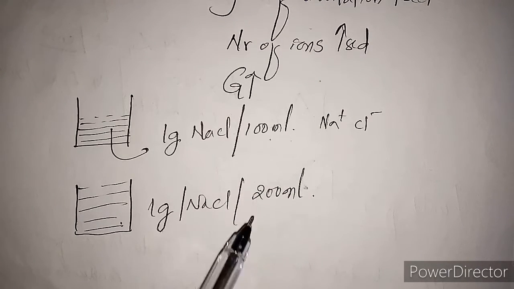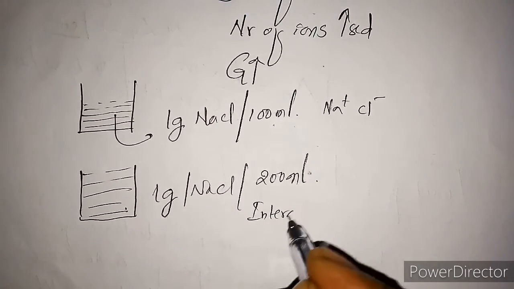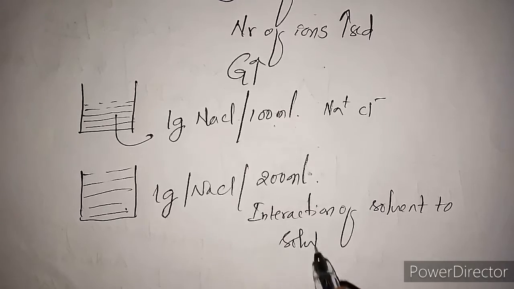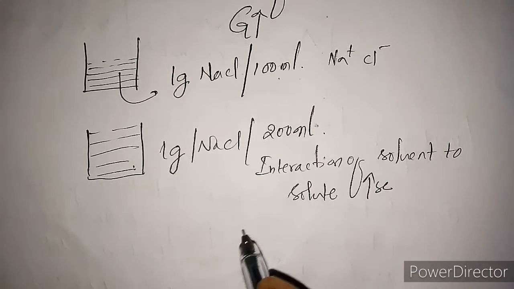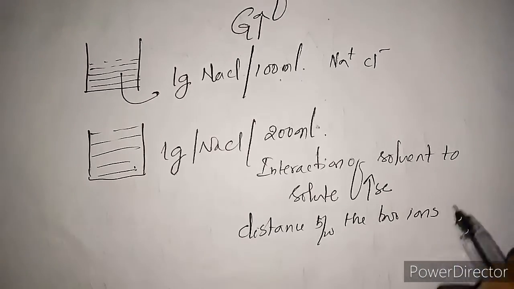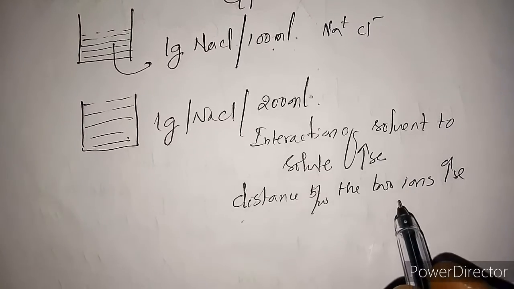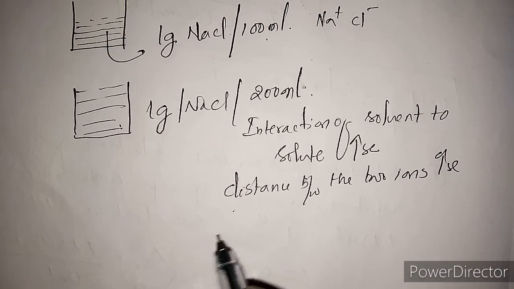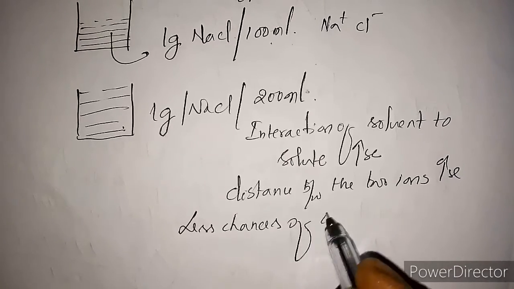As we increase the amount of the solvent, the interaction of solvent to solute increases, and the distance between the two ions increases. Because of the more solvent molecules we add, the distance between the two ions increases. Once it increases, there are fewer chances of recombination.